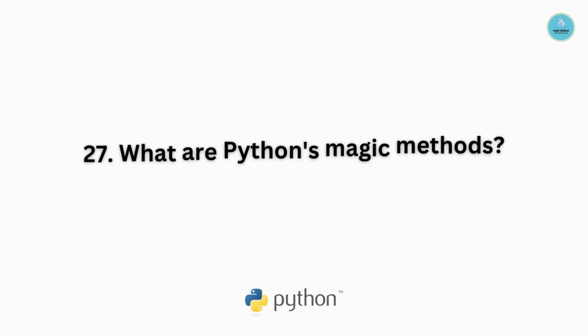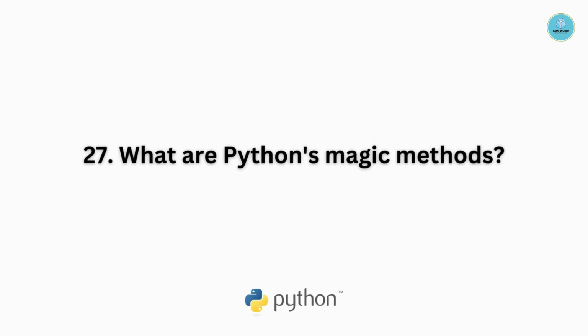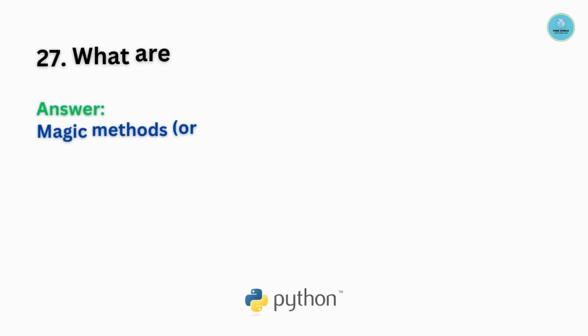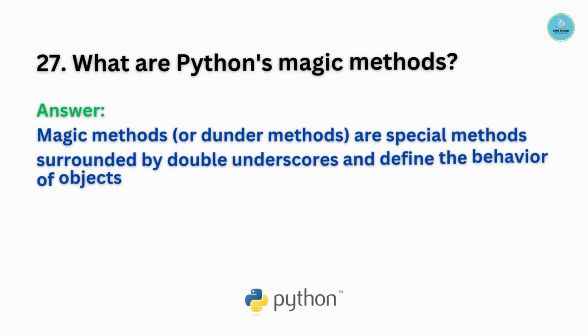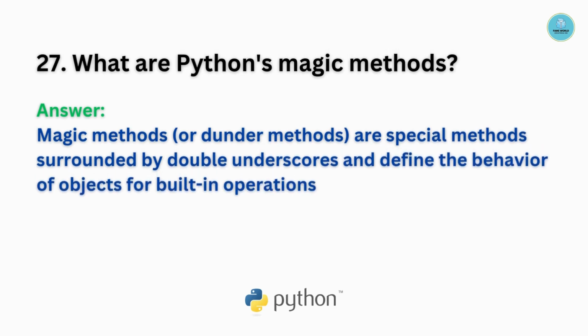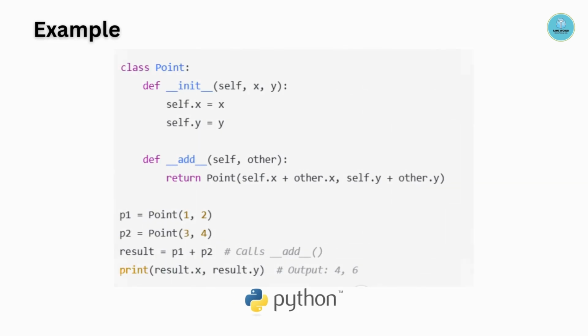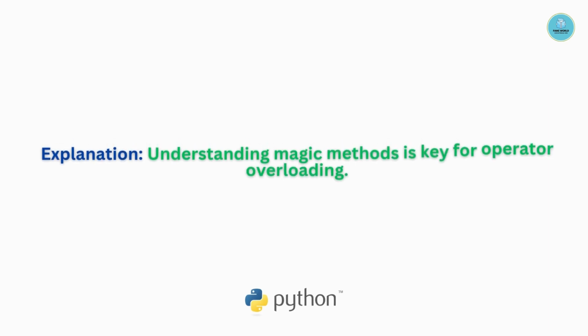Question number 27. What are Python's magic methods? Magic methods or dunder methods are special methods surrounded by double underscores and define the behavior of objects for built-in operations. Example is as follows. Understanding magic methods is the key for operator overloading.